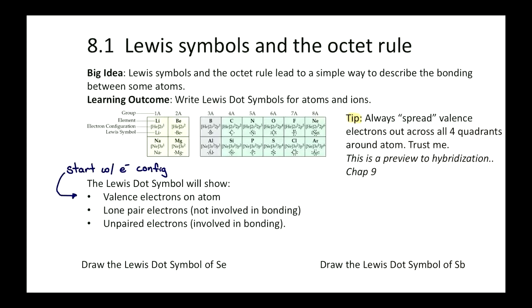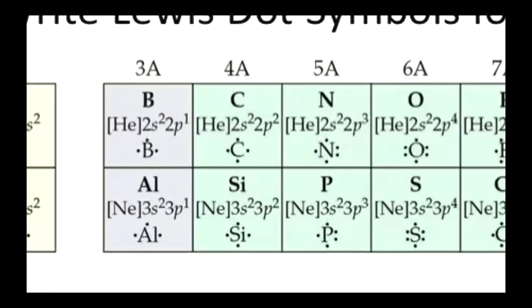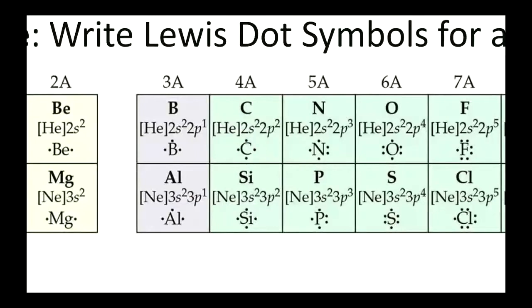So just trust me. The idea here is, if you look at carbon, carbon has 4 valence electrons, but I spread out those electrons evenly. I didn't try to say, oh, carbon has 2 s electrons and then p electrons in 2 different places. I don't write it like that. I want to spread out those electrons.